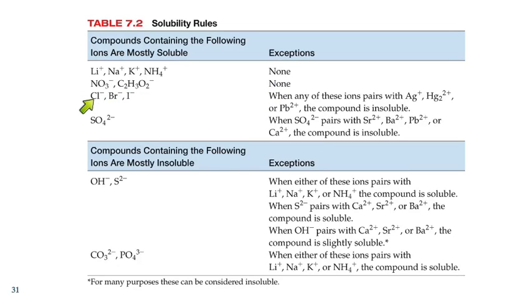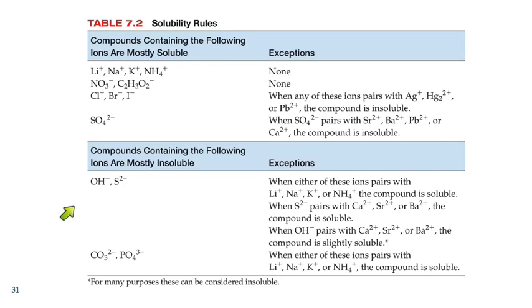The halides, chloride, bromide, iodide, are usually soluble, except with silver. Silver chloride isn't soluble. Silver bromide's not soluble. Silver iodide isn't soluble. Mercury 1, Hg2 2+, we won't run into that one very much, or lead 2. Those, then, are not soluble. Sulfate compounds are usually soluble, except with strontium, barium, lead 2, or calcium. Then it's not soluble.